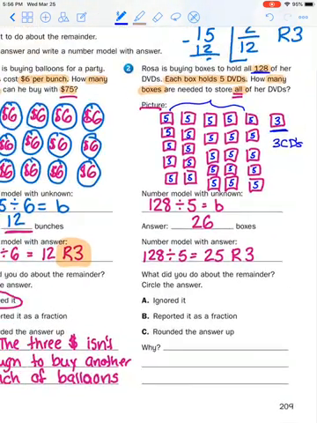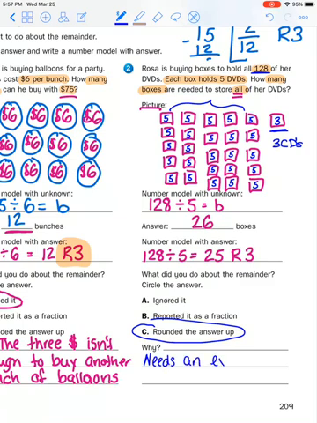So in this case, we needed to round the answer up because you needed an extra box to store the remaining 3 DVDs. Okay, let's go to the next page.